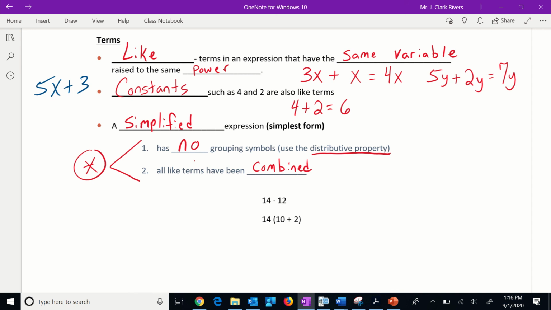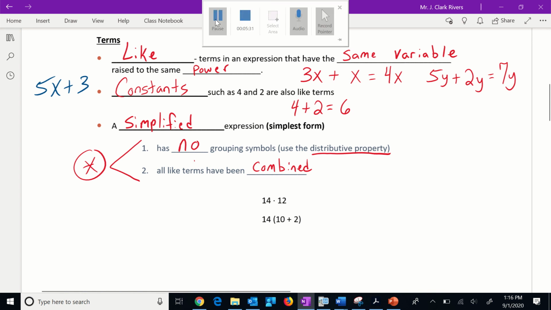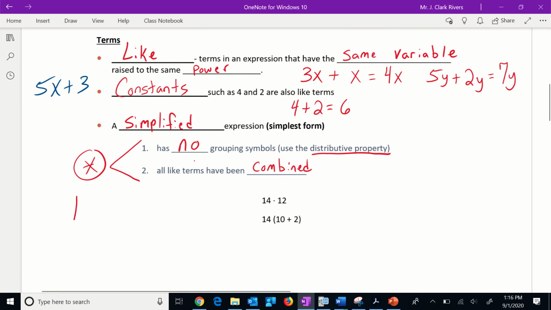Okay, so 14 multiplied by 12. I want you to think about that mentally. See if you can do that mentally. Might take you 20 or 30 seconds, but pause the video. Think about 14 times 12. I'll tell you where my brain goes with 14 times 12. I think about it like this.